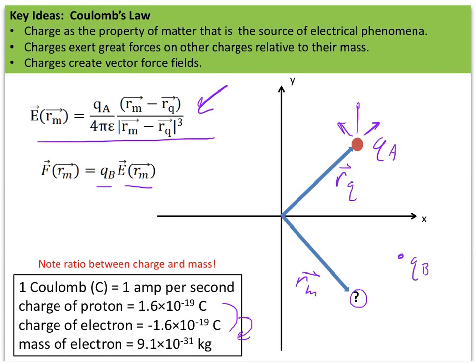And so essentially the big ideas are that charge is a property of matter that gives rise to all electrical and magnetic phenomena. Because of the small mass of electrons, which are the charges that can move, and even the relatively small mass of protons, charges can exert very big forces on other charges, and charges create vector force fields. So let's look into this a little bit more.